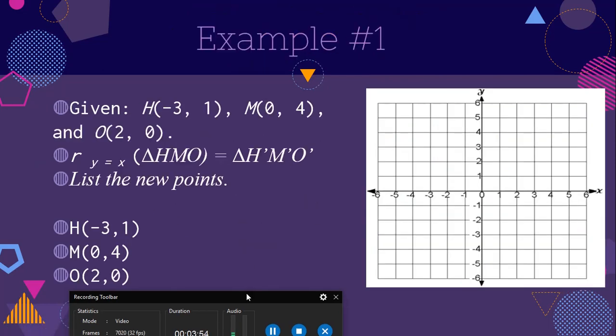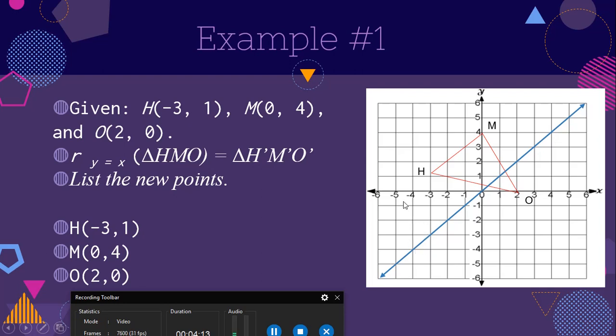Let's try example number 1. I'm going to first plot my figure, my pre-image. So we have triangle HMO. I've labeled all the vertices. Make sure you're using a straight edge. I did draw in the line of reflection y equals x.